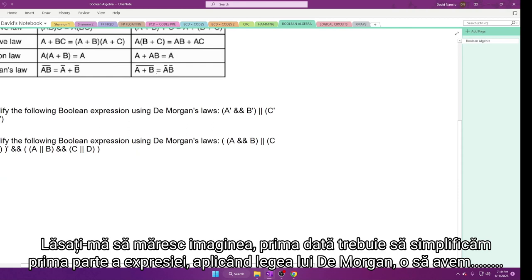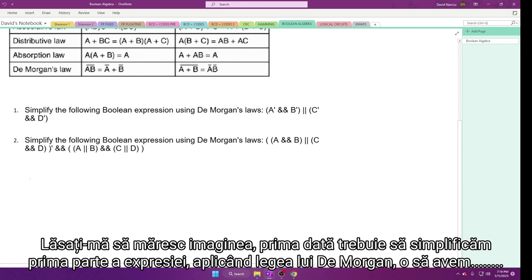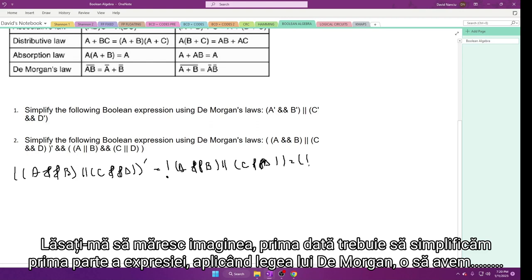First, we have to simplify the first part of the expression by applying De Morgan's law, and we'll get not (A and B or C and D). It's equal to not (A and B) and not (C and D), and it's equal to (not A or not B) and (not C or not D).